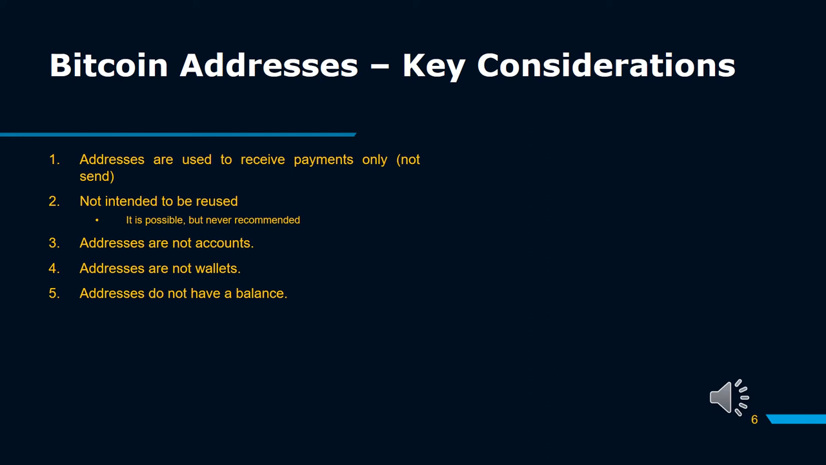2. Not intended to be reused. It is possible, but never recommended. You can't return to sender. One curious aspect of Bitcoin is it doesn't actually track from where transactions are sent. Unlike a typical letter, which includes a return address, Bitcoin transactions do not.